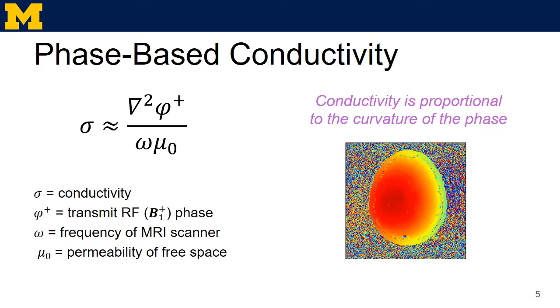The conductivity sigma is approximately equal to the Laplacian of phi plus, which is the transmit phase, divided by the frequency of the MRI scanner, omega, and the permeability of free space, mu naught. What this says is that conductivity is proportional to the curvature of our phase maps. And I have here a representative example of the phase in the human brain. And you can see that it's generally bowl-shaped, but there are going to be small fluctuations in the curvature, which give us a spatially varying conductivity.